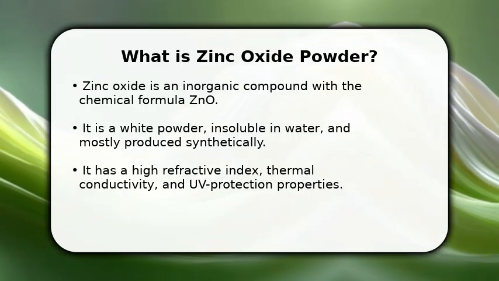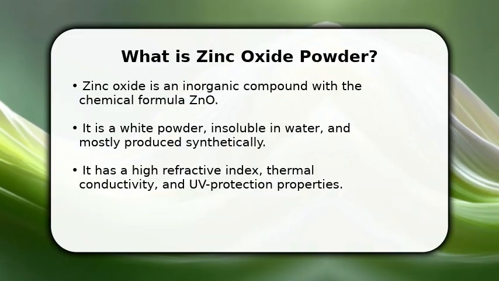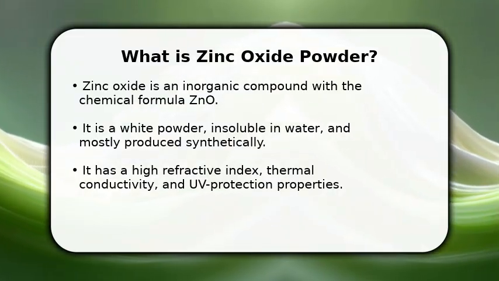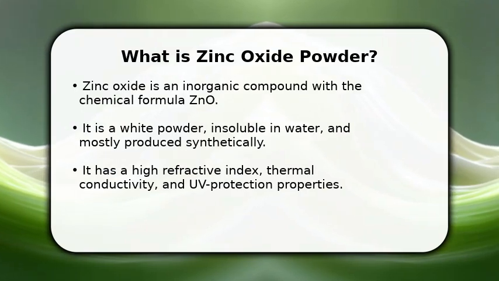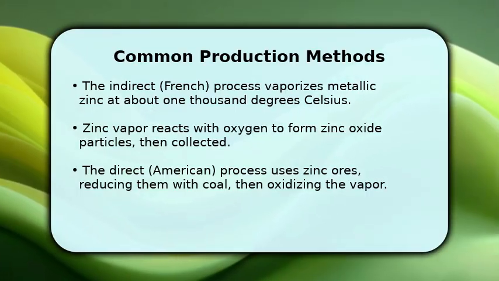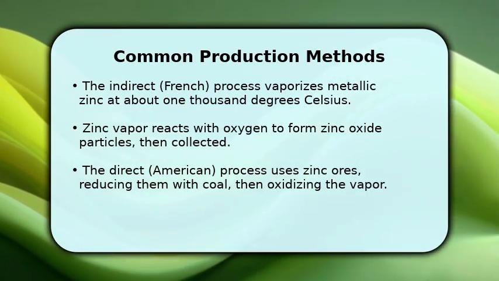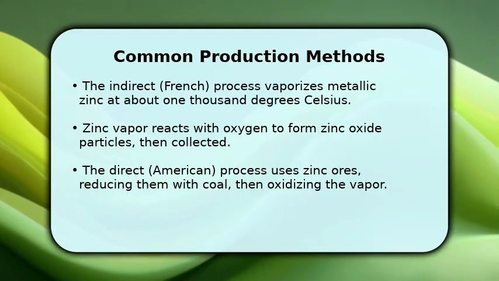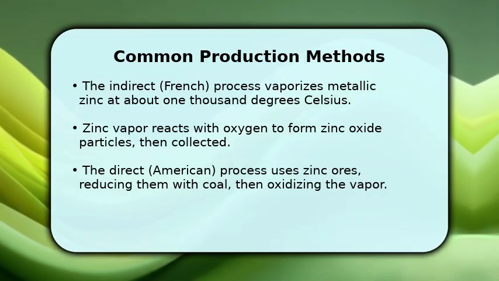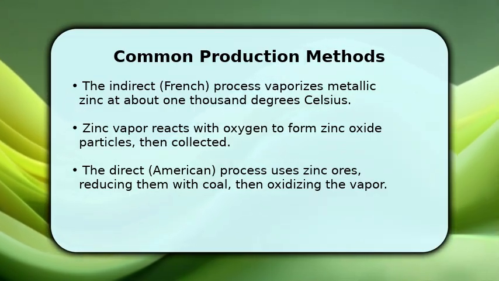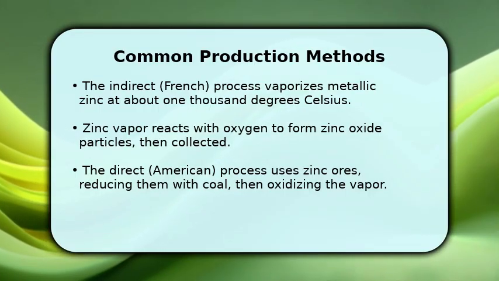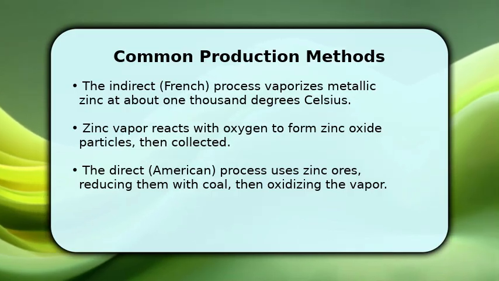This versatile material boasts a high refractive index, excellent thermal conductivity, and strong UV protection capabilities, making it valuable in many applications. There are several ways to produce zinc oxide powder, with the indirect, or French, process being the most common. This method involves melting metallic zinc and vaporizing it at temperatures around 1000 degrees Celsius. The zinc vapor then reacts with oxygen in the air to form zinc oxide particles, which are collected.